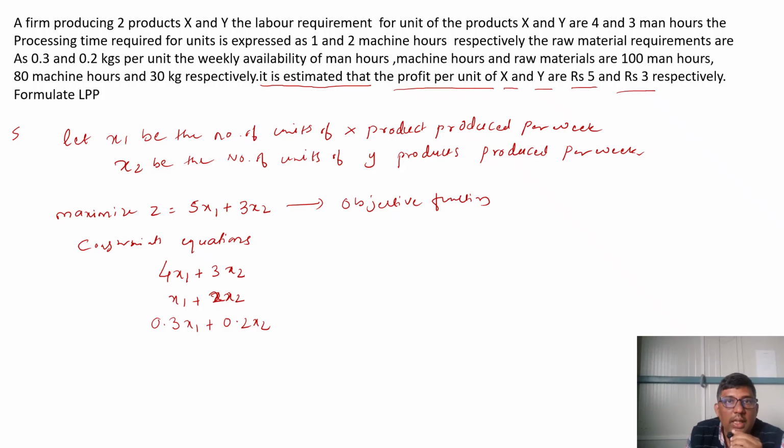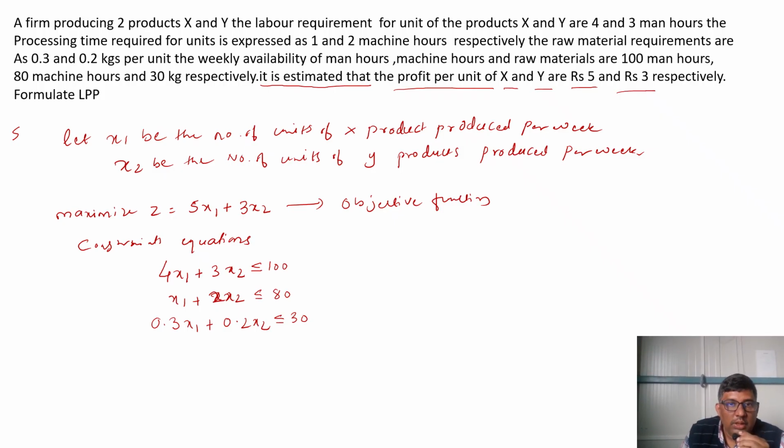Next, coming to the second line, the man hours, machine hours, and raw materials are 100 man hours, 80 machine hours, and 30 kg. So there is a restriction. We can use only around 100 man hours and can't exceed that. The machine hours are also limited: we can utilize only 80 machine hours, and for raw material we can utilize only 30 kg. If it exceeds, we can't proceed for our profit; it will become a loss. So there is a limitation over this.